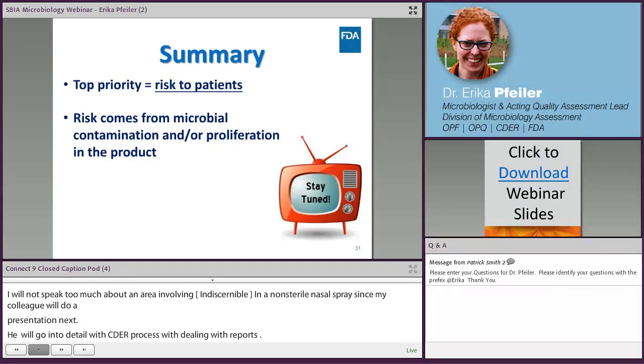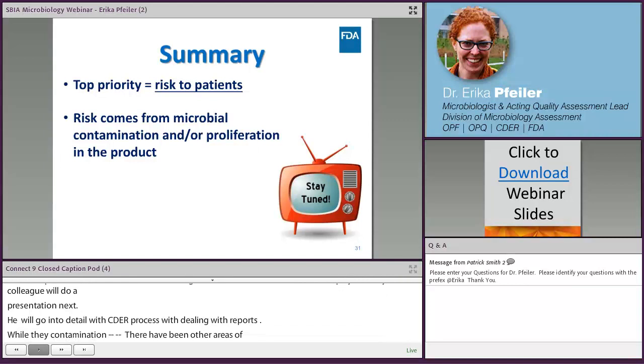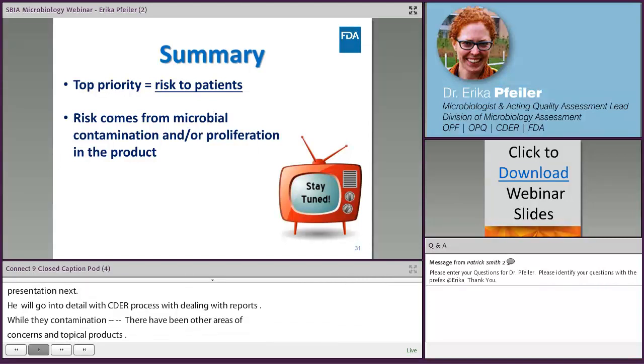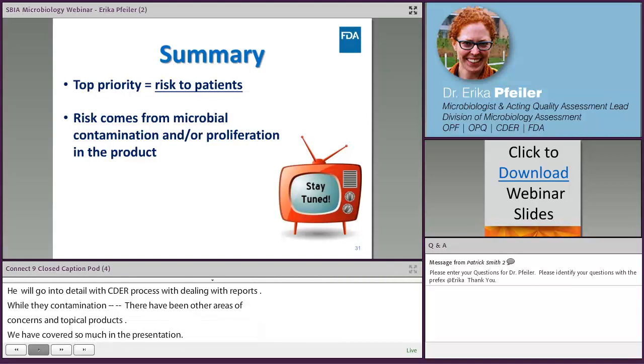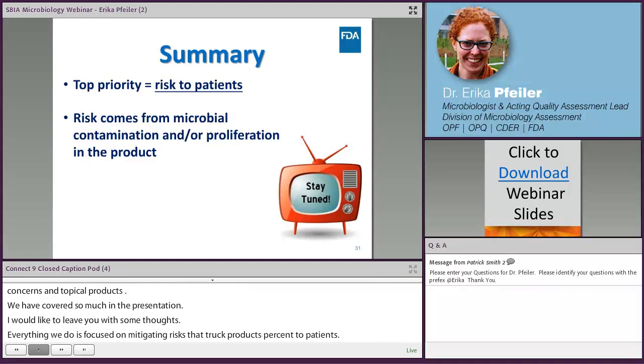All right, we've covered so much in this presentation, and I'd like to leave you with some parting thoughts on the subject. So first off, everything that we do in DMA, and truly everything in CDER, is focused on mitigating risks that drug products present to patients. In this case, we're trying to prevent issues stemming from patients being exposed to too many or the wrong kinds of microorganisms. And events like this occur if products are either contaminated or if microorganisms are allowed to proliferate uncontrolled in the product.